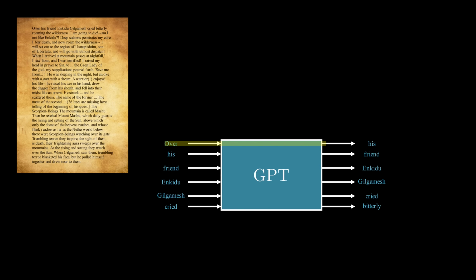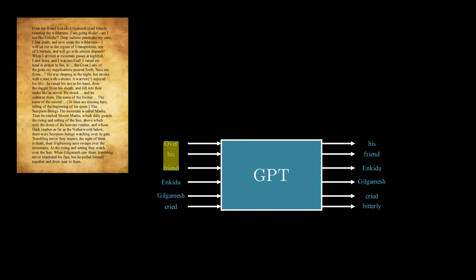The first input word is "over", and the target is "his". The model looks at "over" and tries to predict that the next word should be "his". The next input word is "his". So inputs so far, "over his". The target output is "friend". Now the model can attend to both "over" and "his" and try to predict that the next word should be "friend".